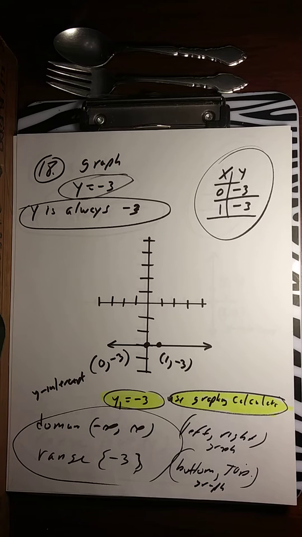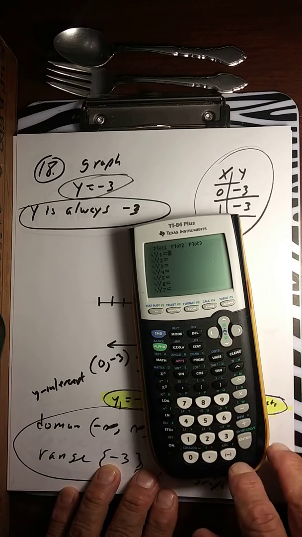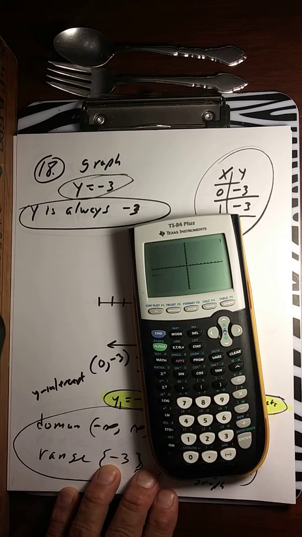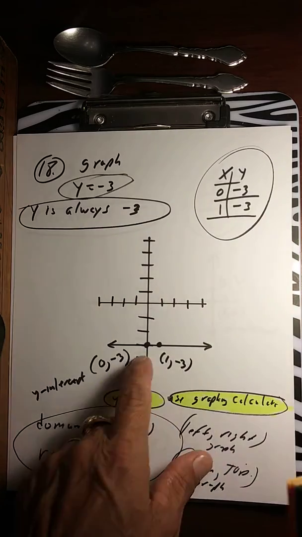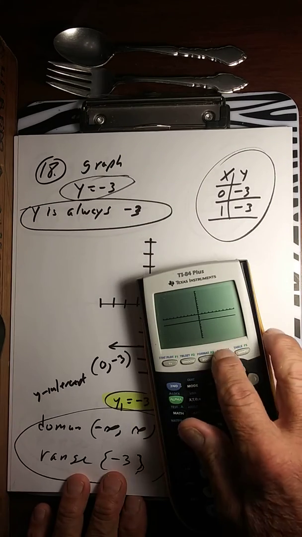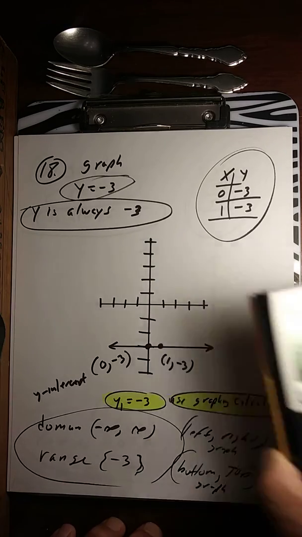Can I put it in a calculator? Sure. You can put it in a calculator. So y equals negative 3, hit graph. There it is. Straight horizontal line going across right there. And you can do a trace if you want to get some numbers. Okay.